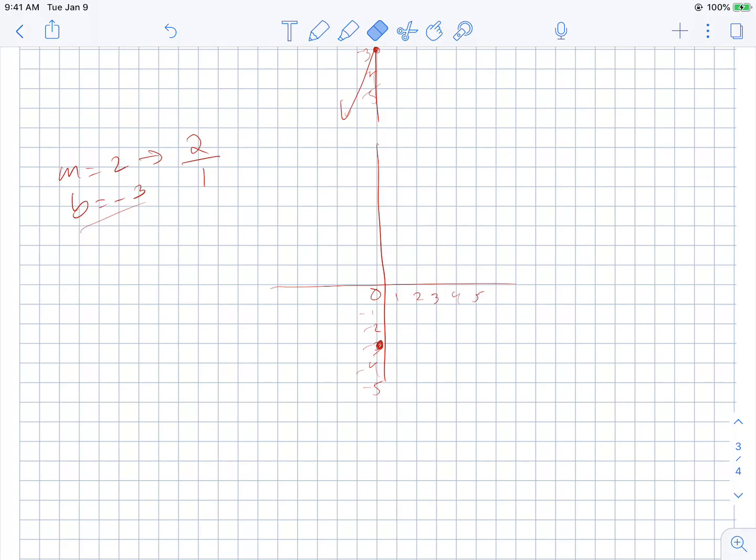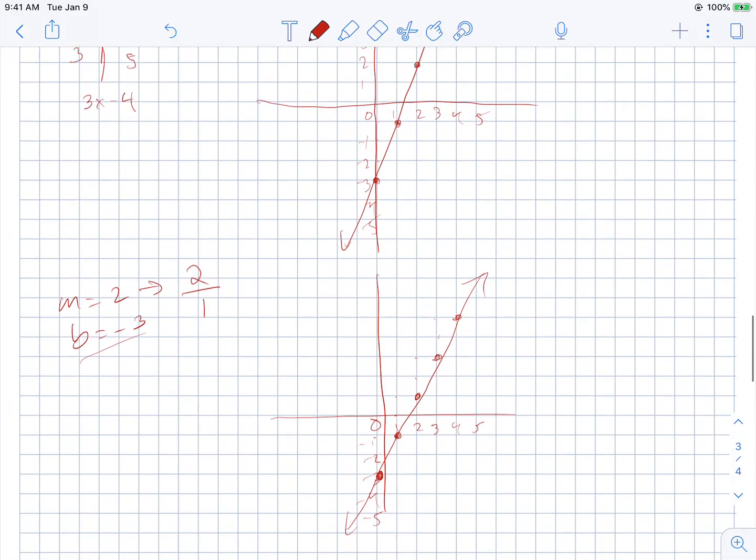So that means every 2 steps we take up, we're going to take 1 step over. So we're going to go 1, 2 over 1. 1, 2 over 1. And that would be it. We're done. So another very easy way to do it.